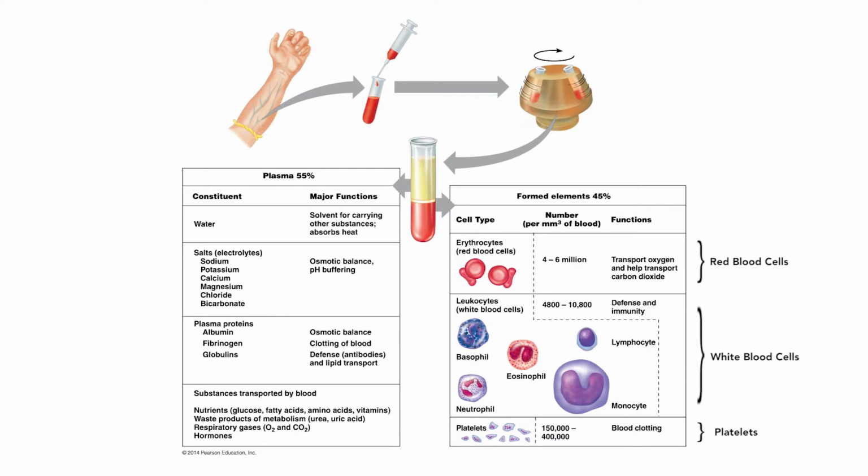In the formed elements, notice the numbers that you see there. In red blood cells, the numbers should be between 4 to 6 million. And in the white blood cells, they should be between 4,800 and around 10,000. And in the platelets, it should be under 300,000.